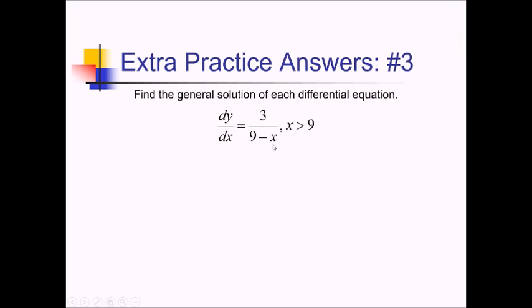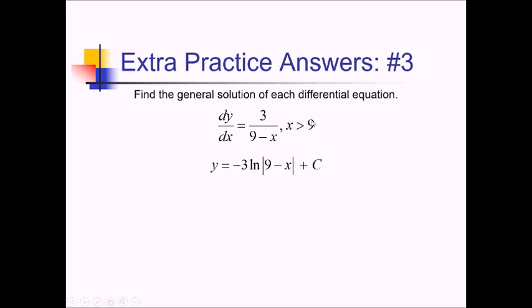On this problem, I want the general solution to this differential equation. So taking the antiderivative of both sides of the equation, we have y on the left. On the right, this is going to be 3 ln absolute value of 9 minus x, but because we have this minus x, we have to divide by the inner derivative of negative 1. So this is going to be negative 3 ln absolute value of 9 minus x. And don't forget the plus c.